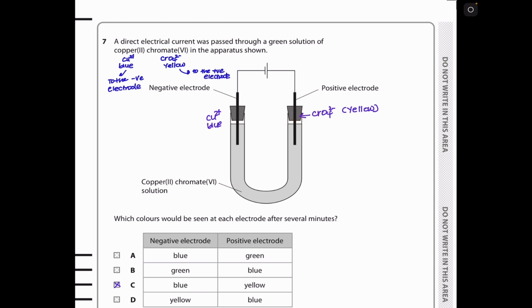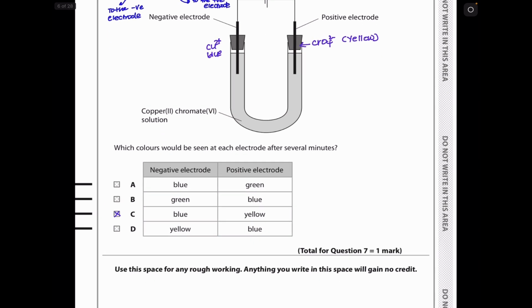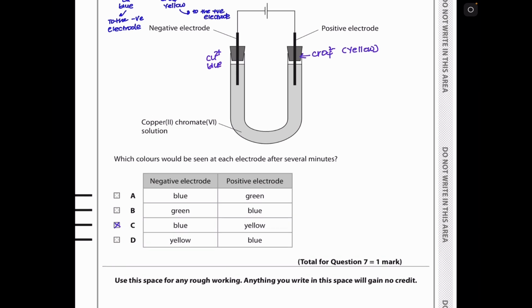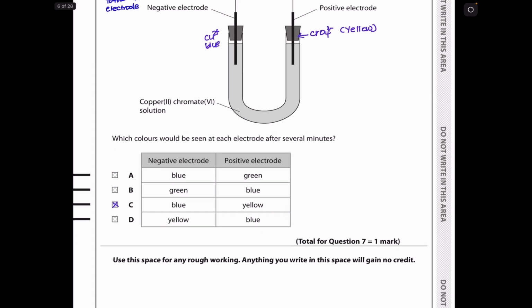it form a yellow color here. So down here they ask which colors would be seen at the electrodes after several minutes. At the negative electrode, because the blue copper goes there, we're going to see a blue color. And at the positive electrode, because the chromate anion, which is yellow, goes there, we're going to see a yellow color, and therefore the answer is going to be C.